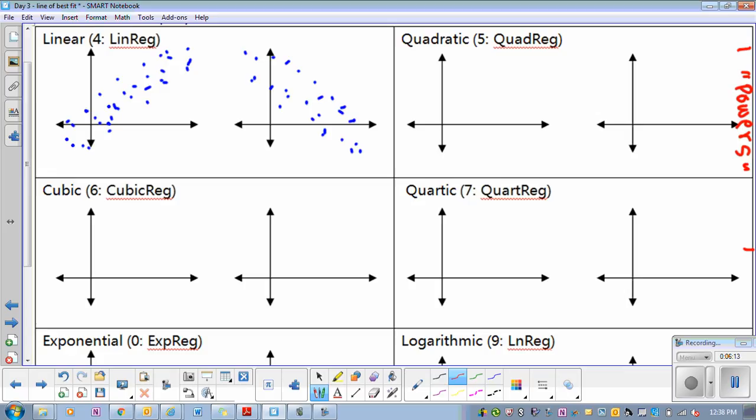I'll get back to you. I don't know why they call it a different name. There's something different about cubic than a power. All right, quadratic. What does this look like?